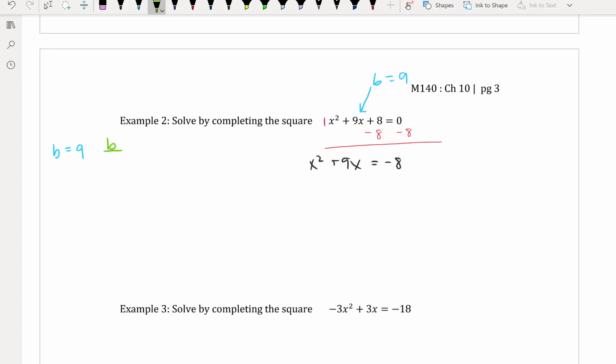So my b divided by 2 will be 9/2. Keep it as a fraction, okay? So if I were to square that 9/2, well, 9 times 9 is 81, and 2 times 2 is 4. So b divided by 2 squared is 81 over 4. So now I'm going to plug it into that formula. So I'm going to have x plus my b divided by 2 squared is equal to negative 8 plus my b divided by 2 squared.